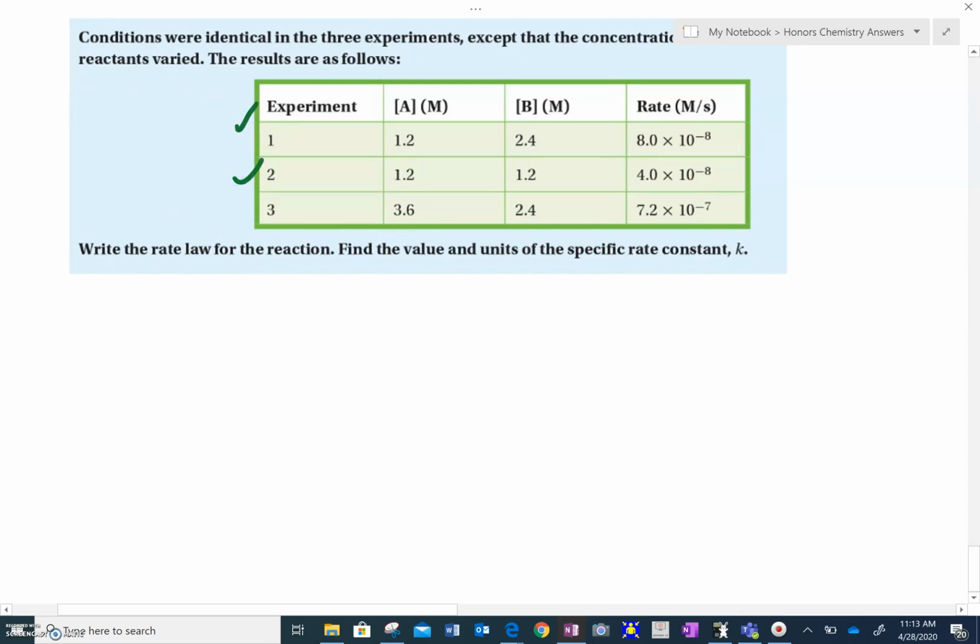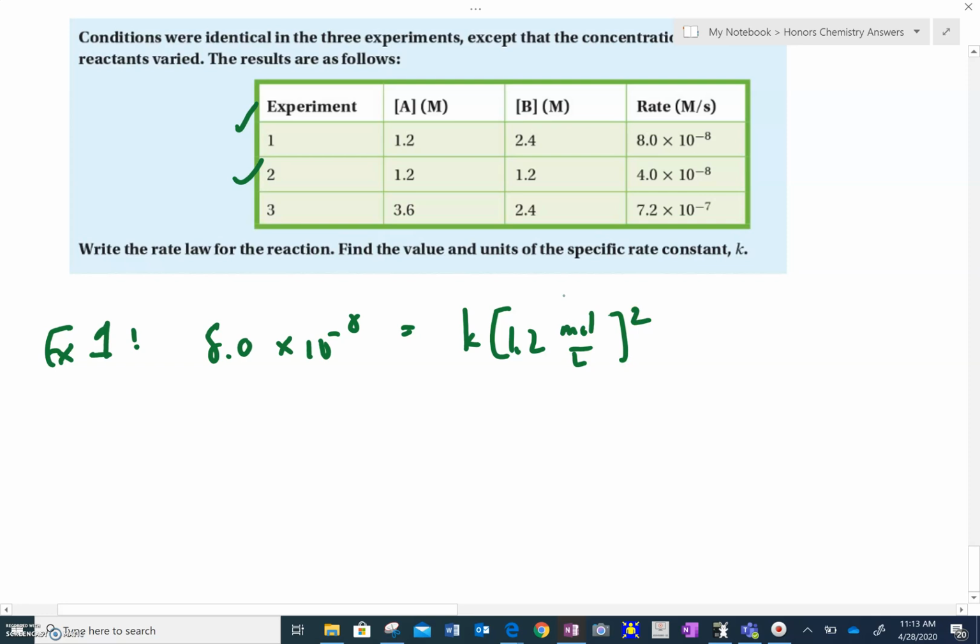I typically put the one that is higher on the top. So we'll say experiment 1. We know that the rate of experiment 1 is 8 times 10 to the negative 8. And this is equal to some rate constant K that we don't know yet. We know that the concentration of A in experiment 1 is 1.2 moles per liter. And we already know the value of n is 2.